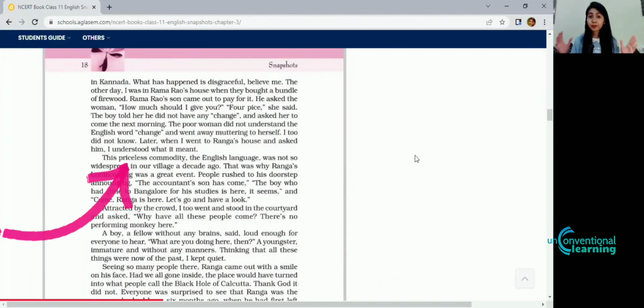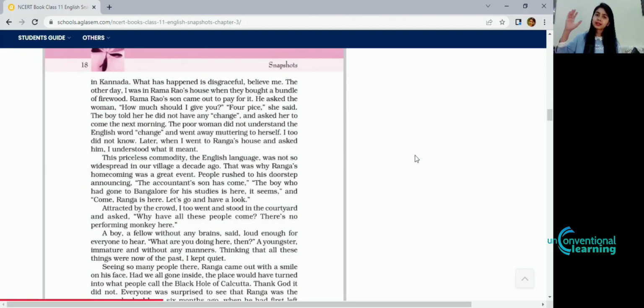Now this priceless commodity, the English language, which you people consider weak, this priceless commodity is being said. I'll stop being so dramatic. So English is being said as a priceless commodity because you cannot buy English. No matter how much money you pay, you cannot buy that language. That's why it's priceless. It is so precious that you cannot put a price on it with money.